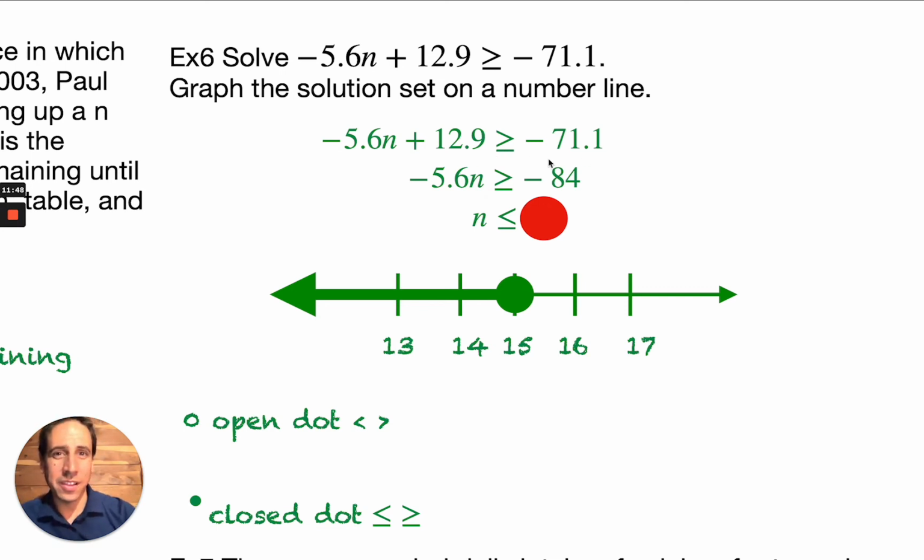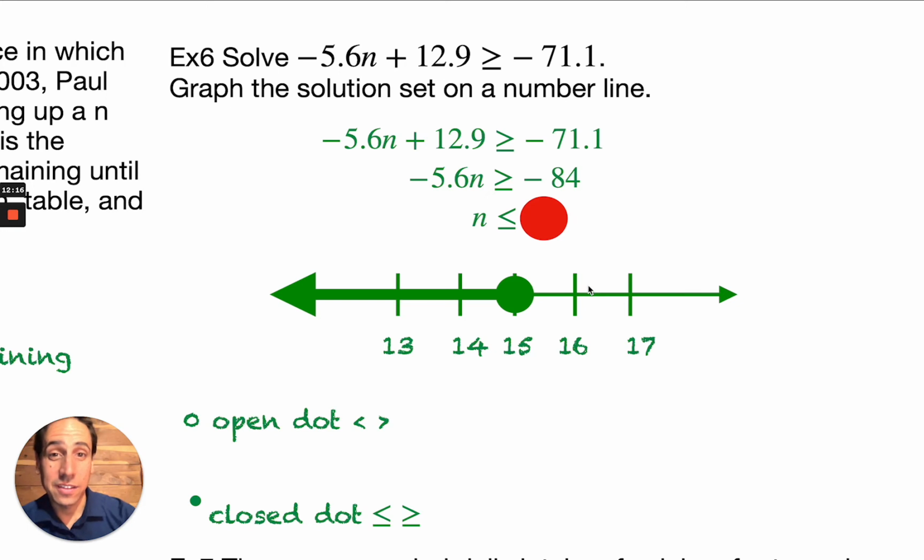You can solve it exactly the same way you would as an equation. You can see you have to undo the addition with subtraction, subtracting 12.9 from both sides. You get that. And then divide both sides, undo the multiplication by dividing to get negative 5.6 over to the other side. Negative 84 divided by negative 5.6 is going to be, and you can do this on the calculator, or you can read it from the inequality here that I've graphed.